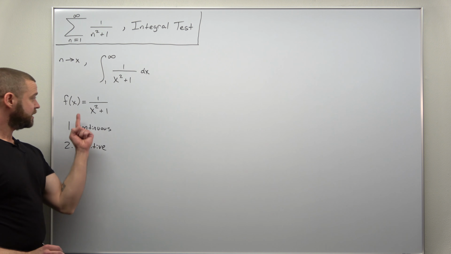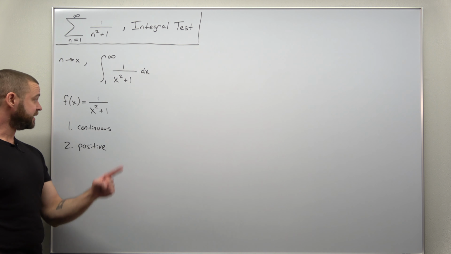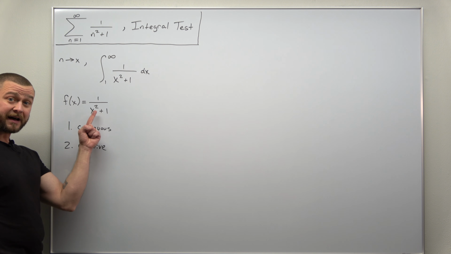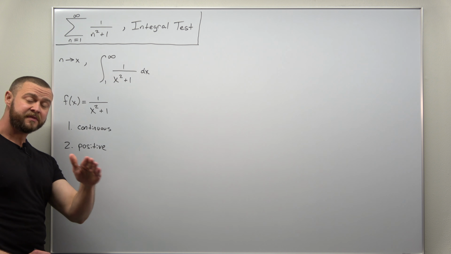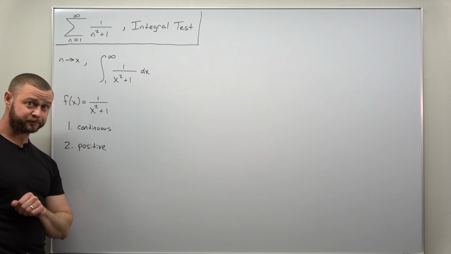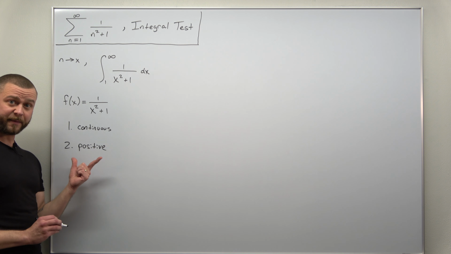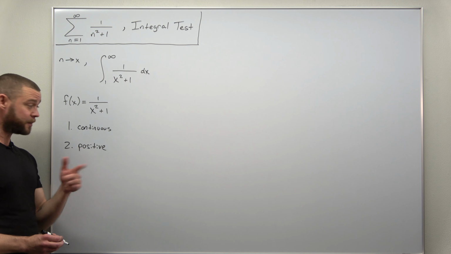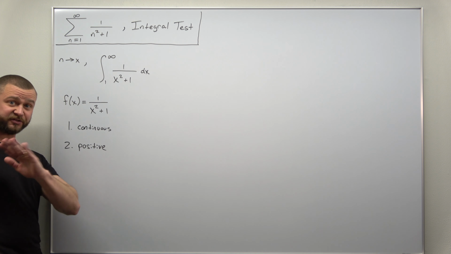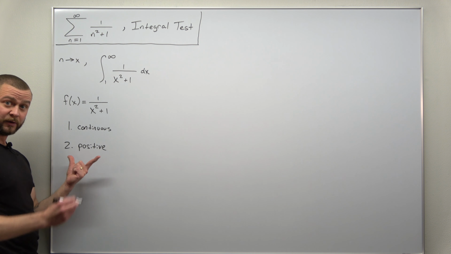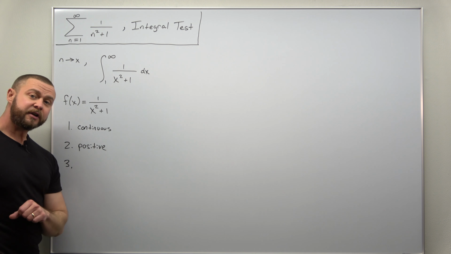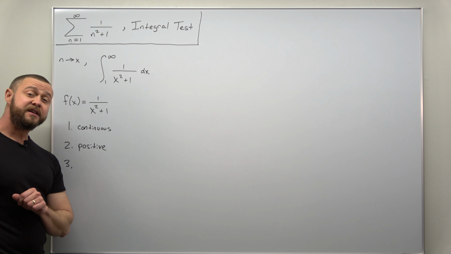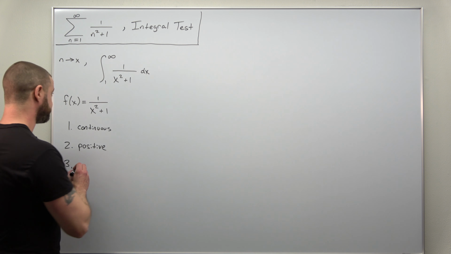Second condition, this function is positive. Notice in the denominator you have x squared, but it's x squared plus a number. That's always positive. So we don't have to worry about any division by a negative number or anything, since the numerator is just positive 1. So it's definitely positive. And then the third condition that you need is that this is a decreasing function.